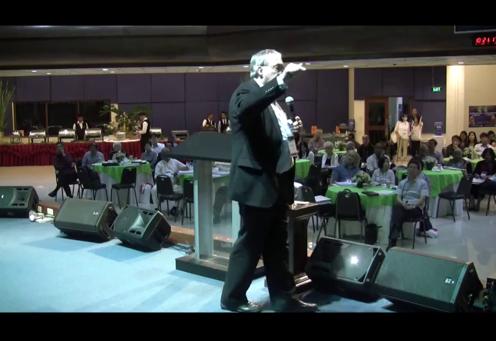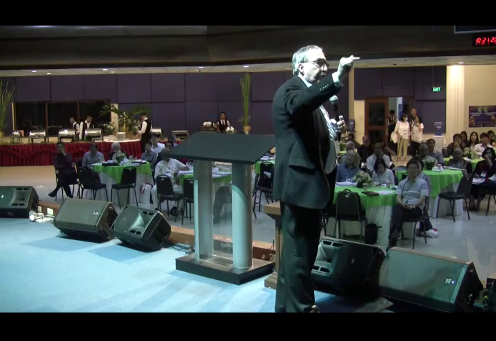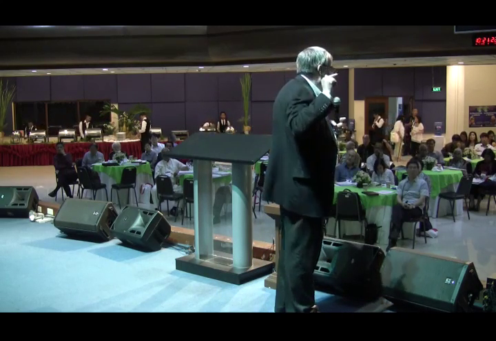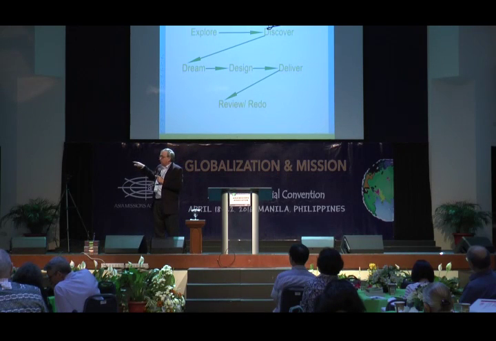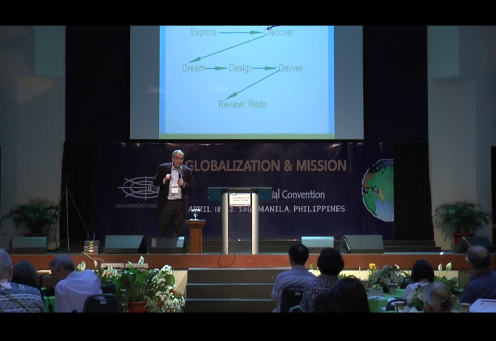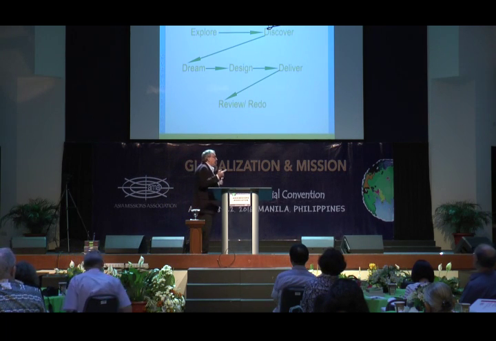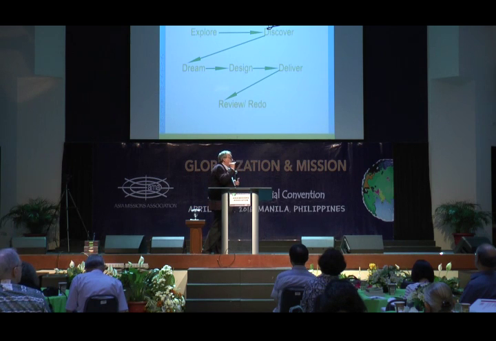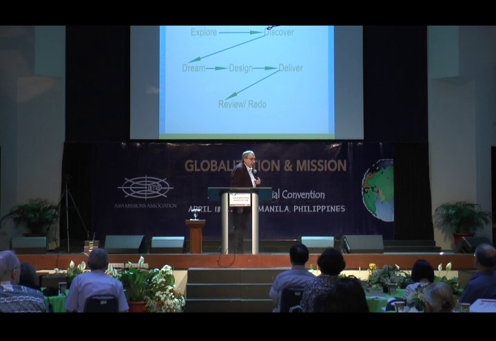Finally, you deliver that technology to the field, you deliver it to where it's needed, and then when you deliver it, you'll find challenges. There's always a bug. There's always a difficulty, so you review and redo. Now, you go through this six-step process: explore, discover, dream, design, deliver, review and redo. The big phases in the middle, dream, design and deliver. That's the hard work of doing a technology project.